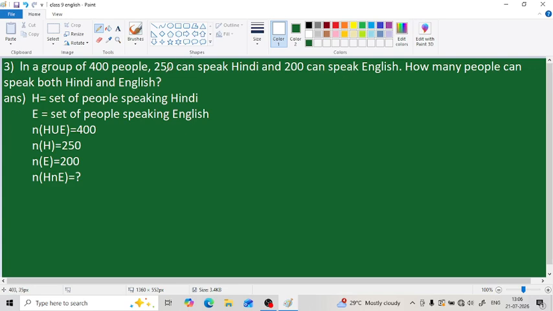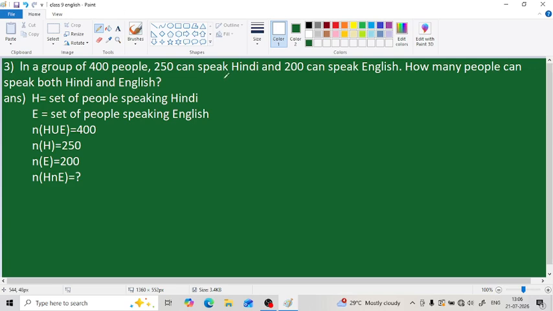Some students can speak both Hindi and English. So when she asked the Hindi knowing students, they raised their hands, and when she asked the English knowing students, they also raised their hands. So we have to find the number of students who raised their hands for both Hindi and English. That is what the term n of H intersection E means here.